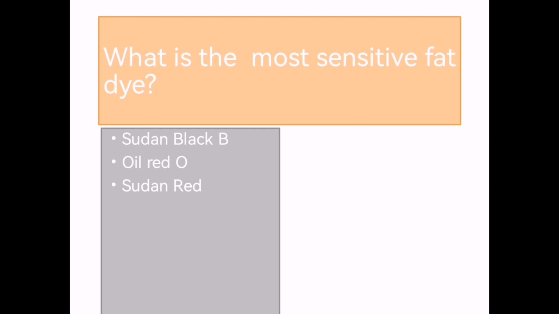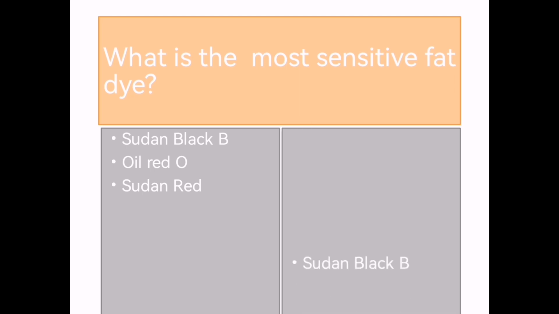Next, what is the most sensitive fat dye? Ano ang most common or the most sensitive fat dye? A. Sudan Black B. B. Oil Red O. C. Sudan Red. The answer here is Sudan Black B or SBB. SBB is the most sensitive fat dye.